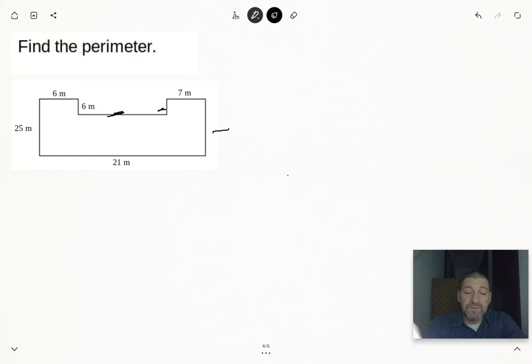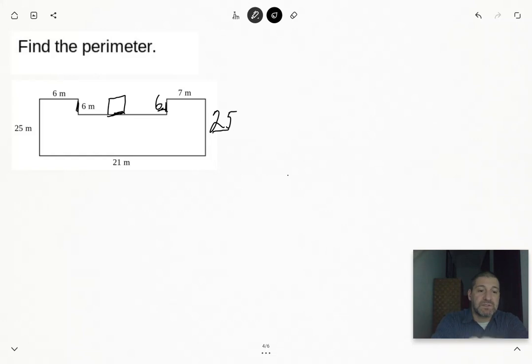So if the left side is 25, the right side would be the same. And if this little piece right here is 6, then that little piece right there would be 6. The last tricky piece would be that piece right there.